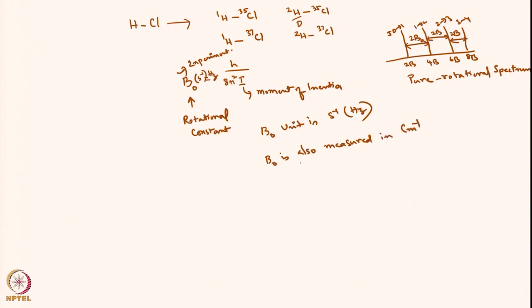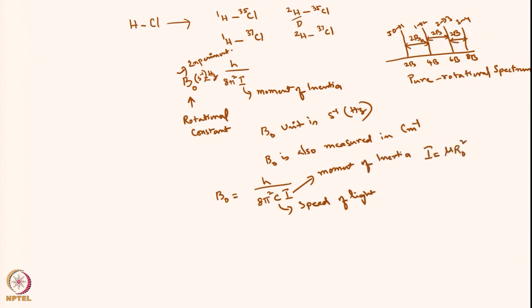If I measure B naught in centimeter inverse, then my B naught will be equal to h by 8 pi square c I, where c is the speed of light. And what is I? The moment of inertia, and I is given by mu r naught square, where mu is the reduced mass and r naught is the equilibrium distance. So this is necessary.